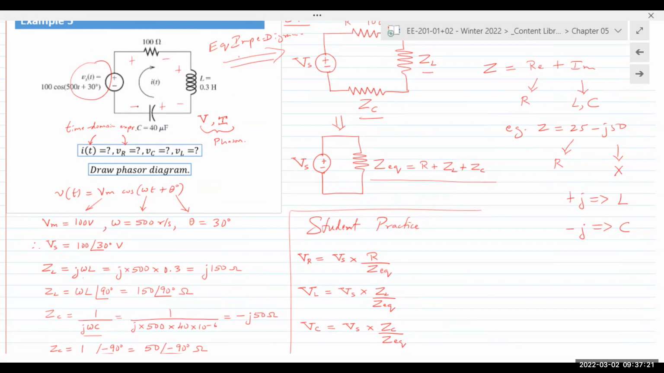So VR is the total supply voltage Vs times R over ZEQ. VL is ZL over ZEQ, and VC is ZC over ZEQ. So the equations are still the same. You just have to recognize the circuit and apply those equations, plug in the values, and then solve. So AC analysis is very similar to DC analysis, and that is because of the magic of the complex number or the imaginary number.